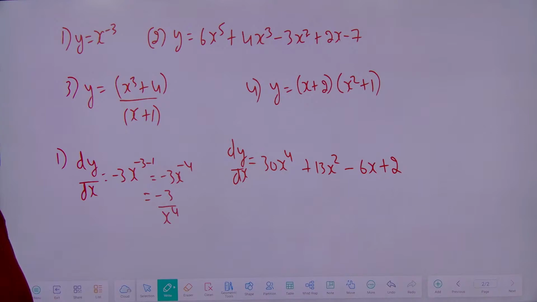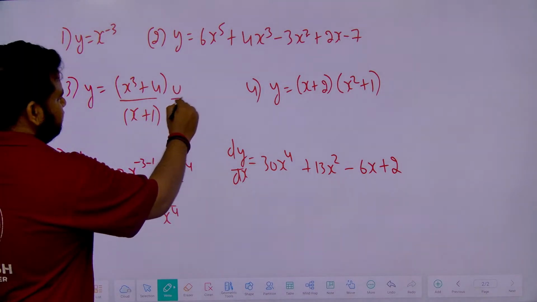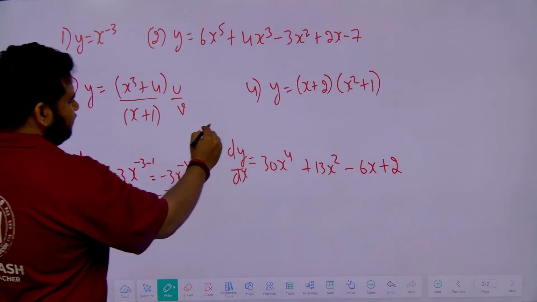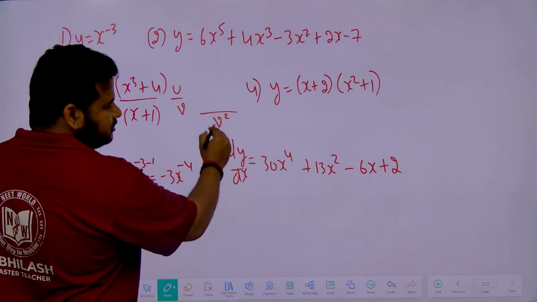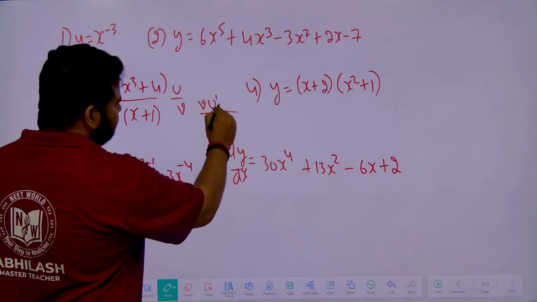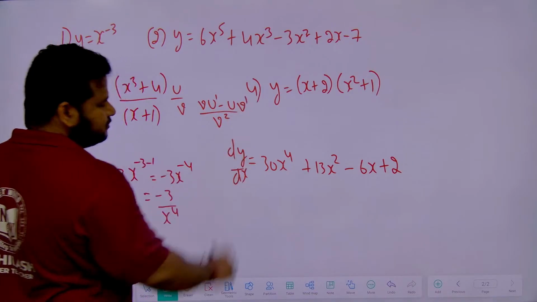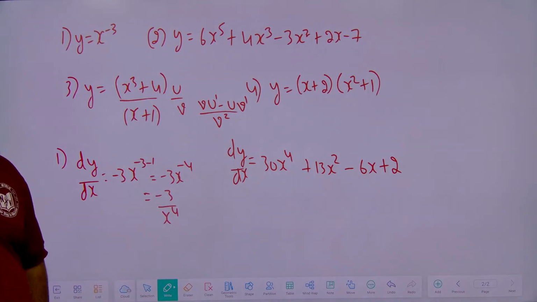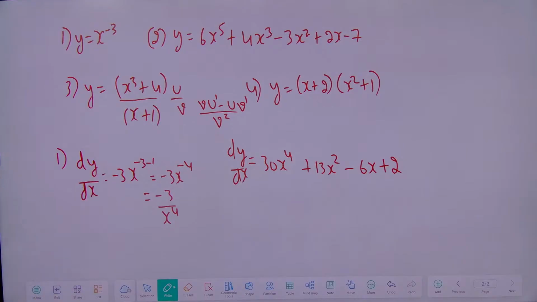Look at the third question. This is of the form u by v. So u by v rule says what? V square will be in the denominator. This will become v into u dash minus u into v dash. Correct, no? So u into v dash we will be having.